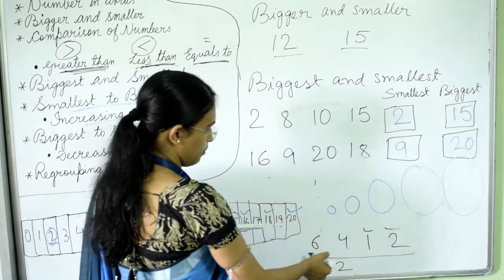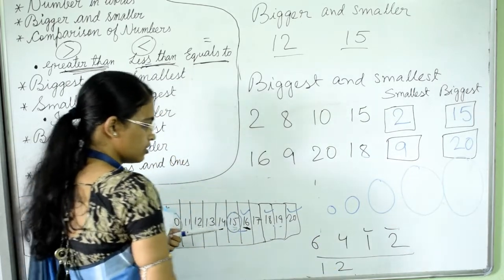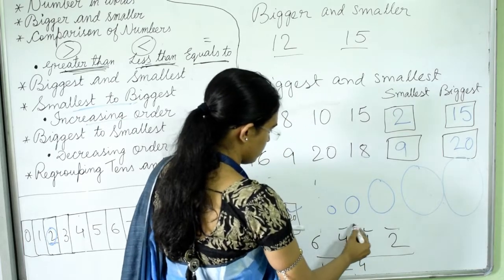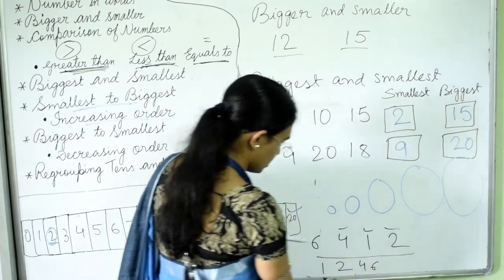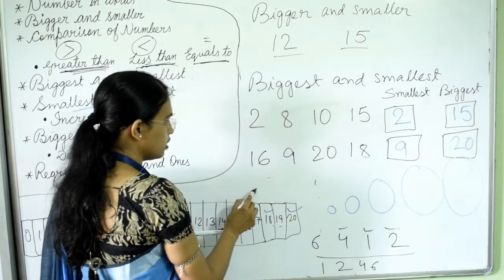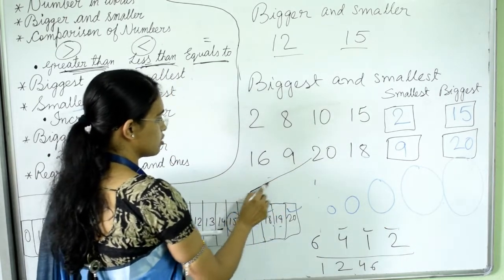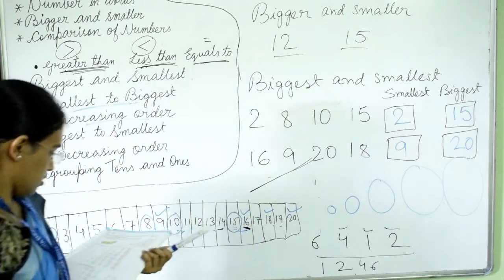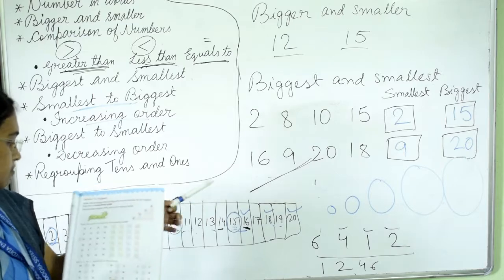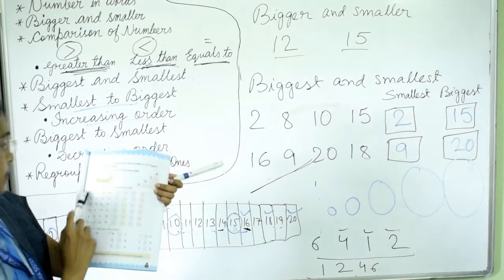Then among these 2 numbers, which number comes first? After 2, 4. Then 6. That means it is increasing, right? It is going from here to here. In this way, it is increasing. So in this way, you have to find out these numbers.